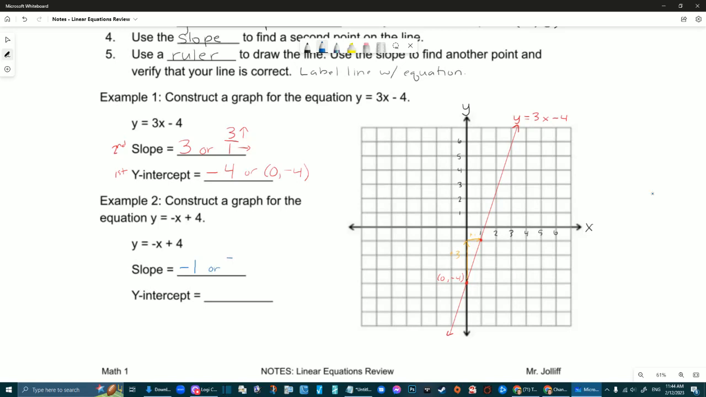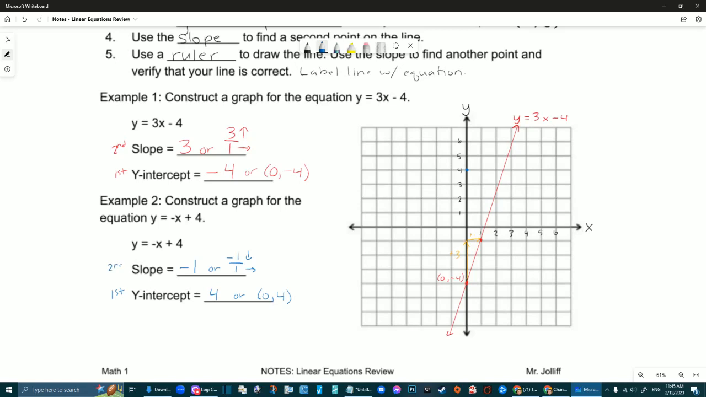And in fraction form, that would be minus 1 over 1. So I'm going to go forward 1, and down 1. The y-intercept is the constant at the tail end, in this case positive 4, or as an ordered pair, (0, 4). And we're going to do that exact same process. So I'm going to go first to the y-intercept, which is positive 4, so right here, make that blue dot.